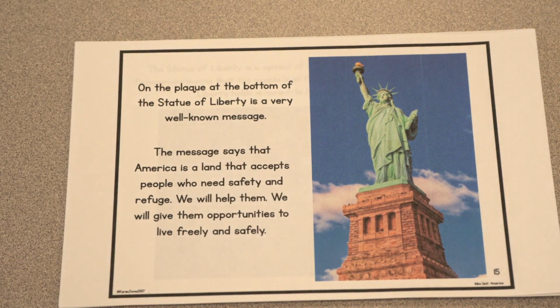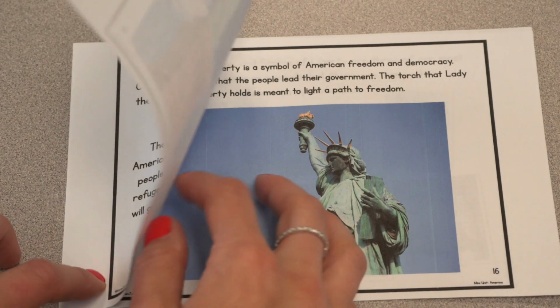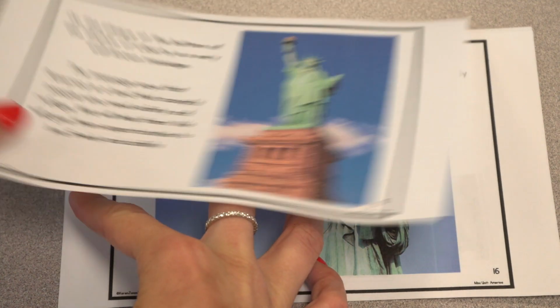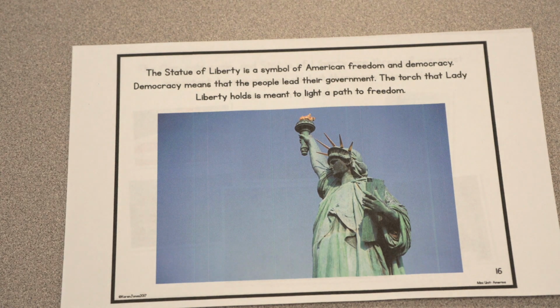On the plaque at the bottom of the Statue of Liberty is a very well-known message. The message says that America is a land that accepts people who need safety and refuge. We will help them. We will give them opportunities to live freely and safely. The Statue of Liberty is a symbol of American freedom and democracy.